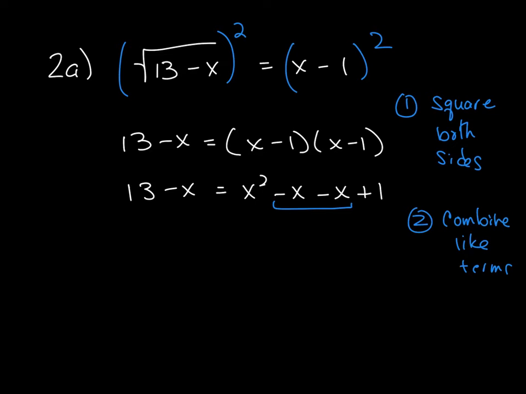The negative and the negatives do not cancel out. They add together. That's negative 1 minus 1. So that ends up giving me negative 2x plus 1. Now, 3 I have to solve.